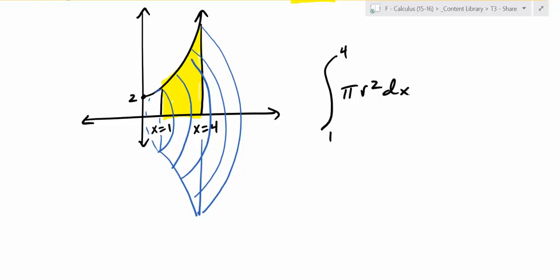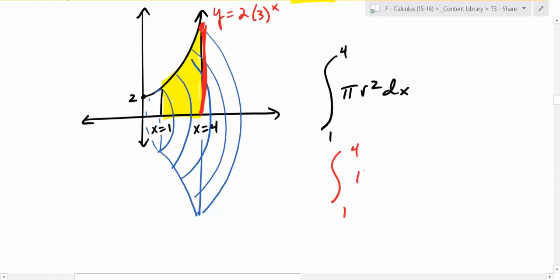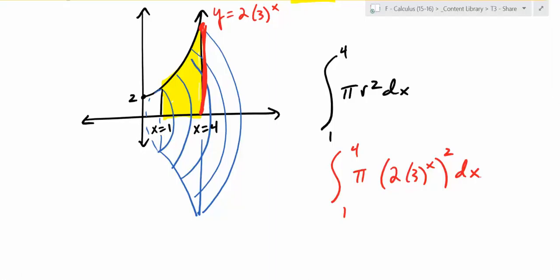What do you think the radius is going to be on this? Keep in mind, what's this function? Y equals 2 times 3 to the x. So this represents the radius of each slice. So we have the integral from 1 to 4 of pi times (2 times 3 to the x) squared. How many variables is that? One variable. Do you know how to integrate something like that? Absolutely. What you've written is an infinite number of disks being added together, the volume of an infinite number of disks.